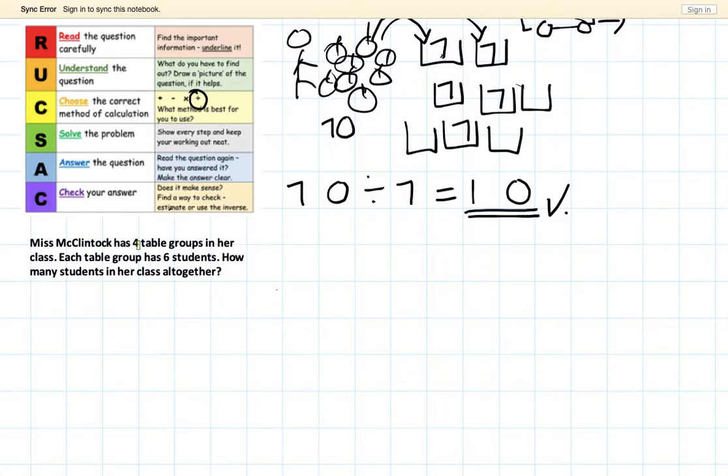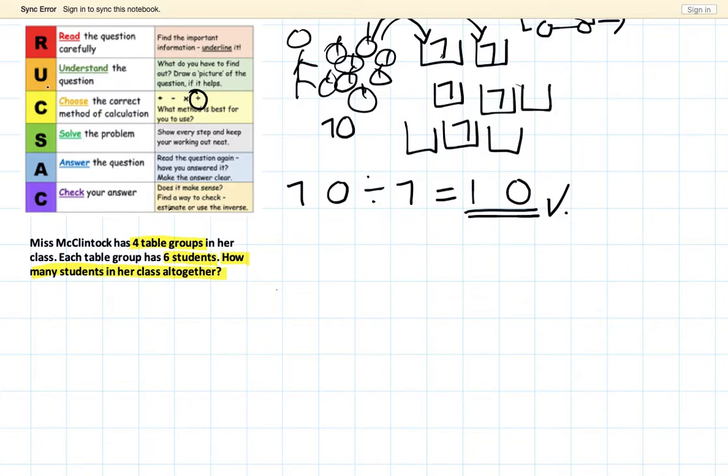Alright, I'm going to read the question carefully and you can follow along with me. Miss McClintock has 4 table groups in her class. Each table group has 6 students. How many students in her class altogether? Alright, so I've read it and I'm going to underline the important information. So she has 4 table groups in her class and each table group has 6 students. And I'm going to highlight the final question because that tells me what I need to solve. How many students in her class altogether?